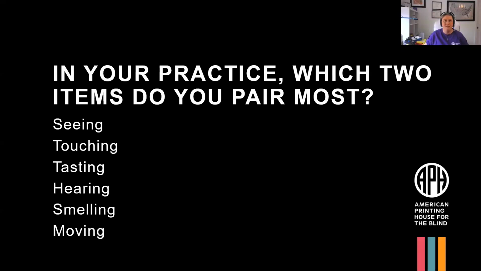So I've got a question. Learners with very limited vision must have different strategies for developing these schemas. In your practice, which 2 items do you pair most? Pick 2: seeing, touching, tasting, hearing, smelling, moving. In your practice, which 2 items do you pair most?